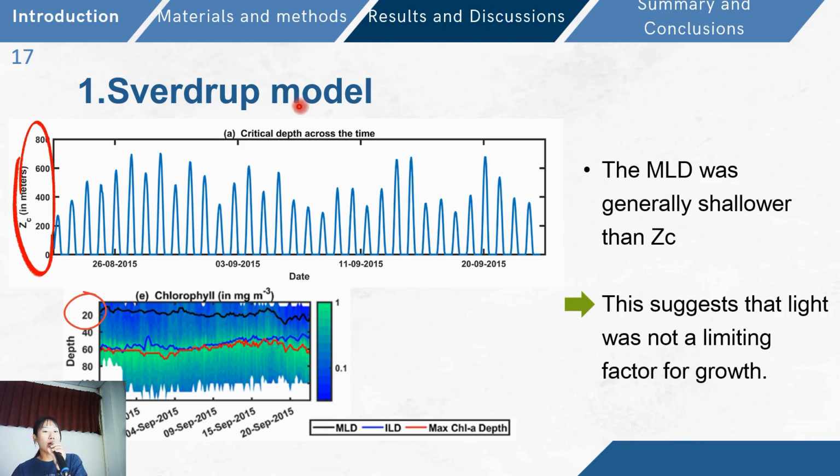So in our study, this is the critical depth on every day. So every day has one peak. And this shows the mixed layer depth. The mixed layer depth was generally shallower than the critical depth. This suggests that light was not a limiting factor for growth.